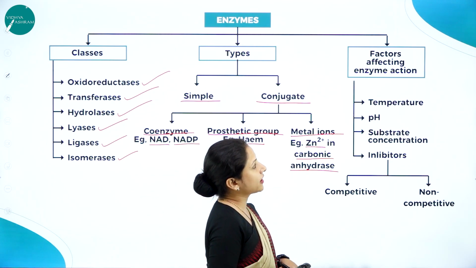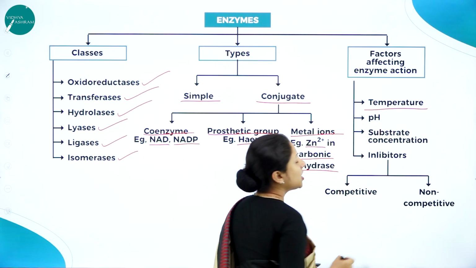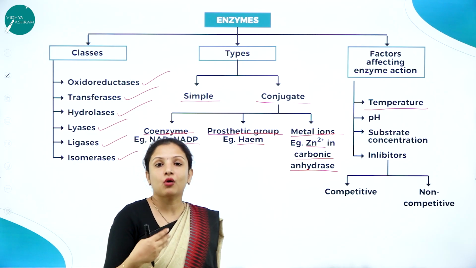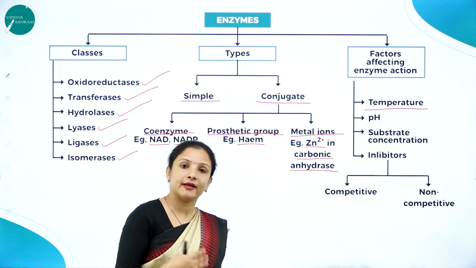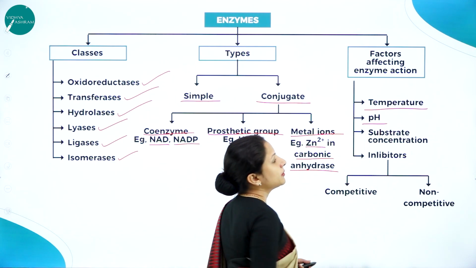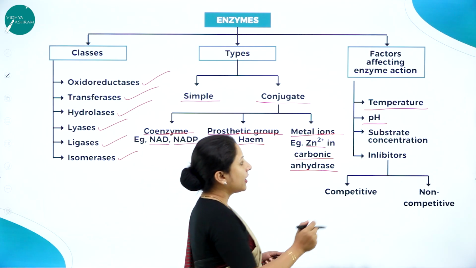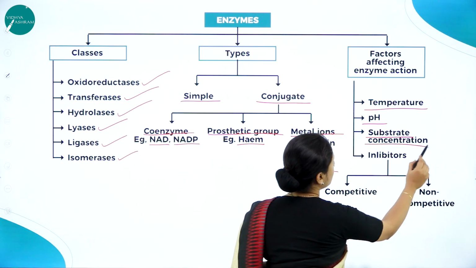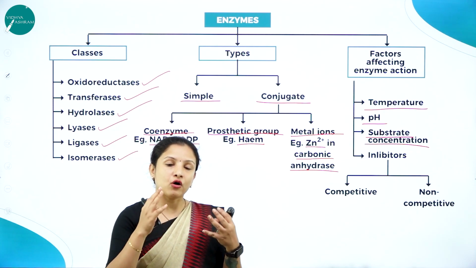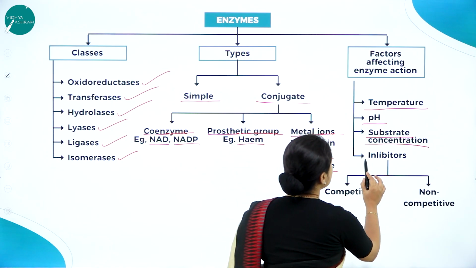Next, factors affecting enzyme action. Temperature is one of the important factors. Any change in the temperature, a slight increase in the temperature, can denature the enzyme, because at the end of the day, enzymes are nothing but proteins. Next, pH. So, certain enzymes only act at a particular pH. And substrate concentration. The amount of substrate that is used to bring about a reaction also affects the rate of the enzyme activity. Next, there are some inhibitors.